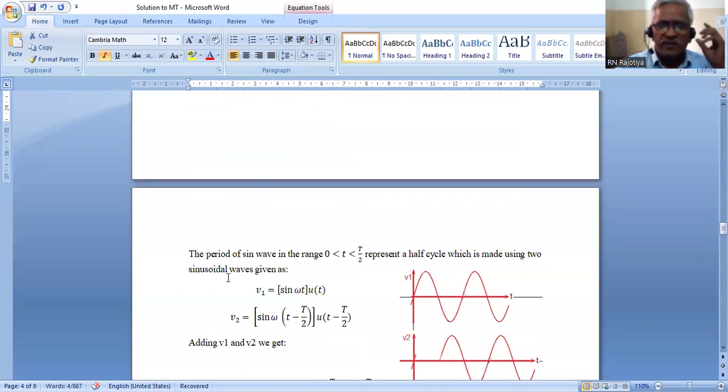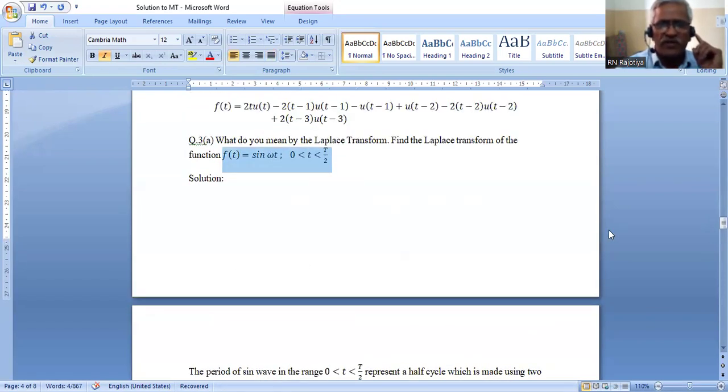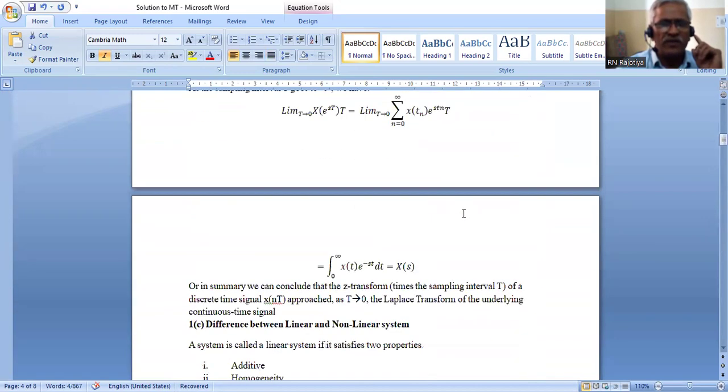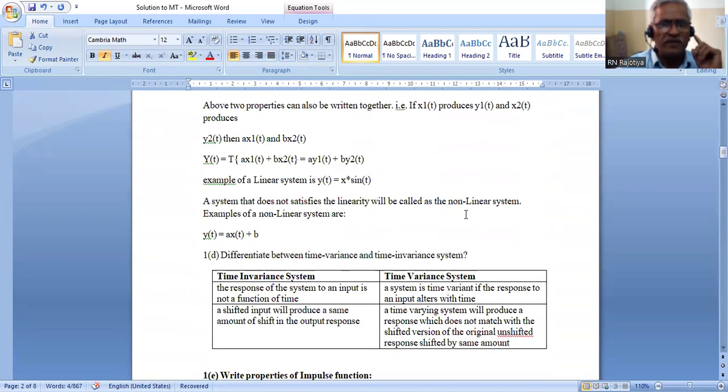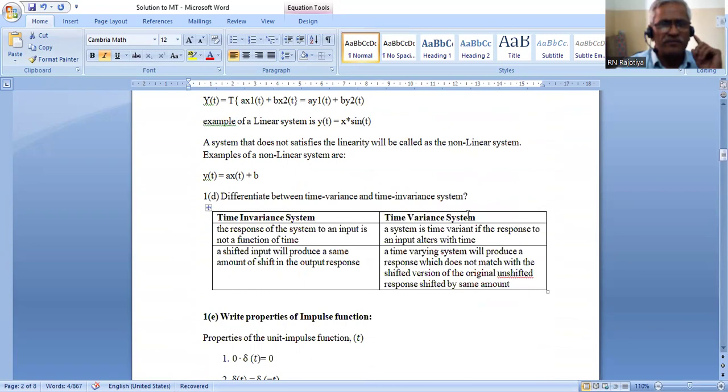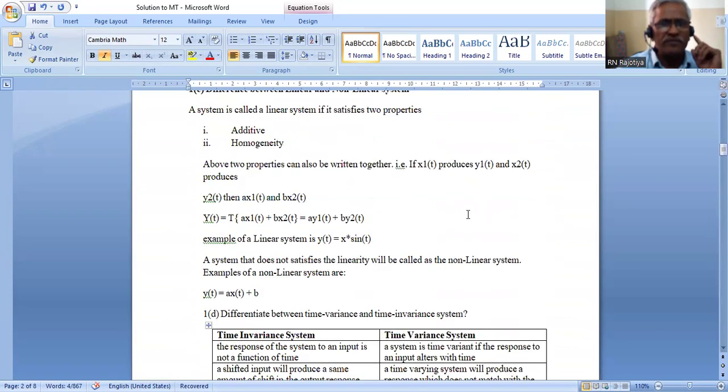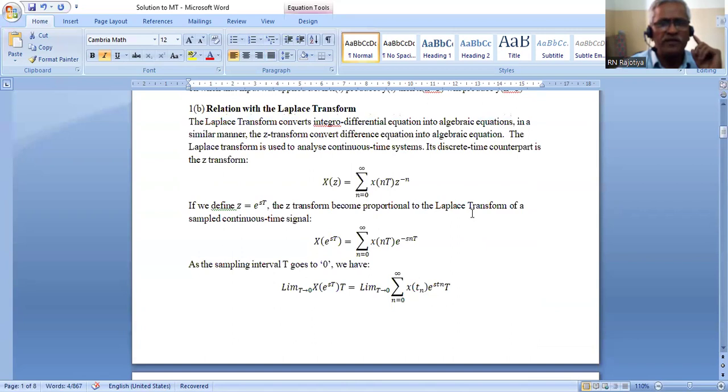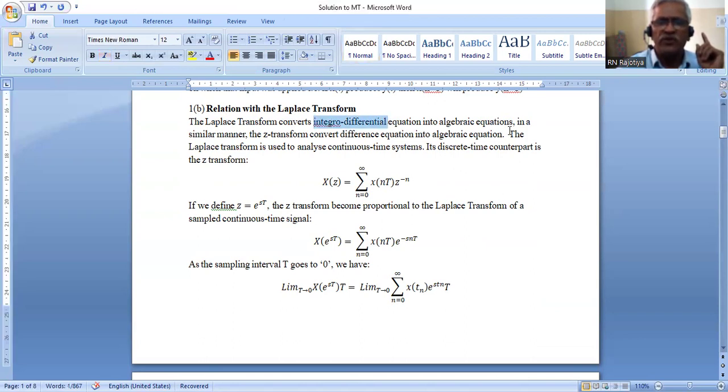So the Laplace transform was given in question number 1. If you go back here, a Laplace transform is one that is used to convert an integral differential equation into an algebraic equation. So the Laplace transform is used for the time varying signals to convert the integral differential equation into the algebraic equation.